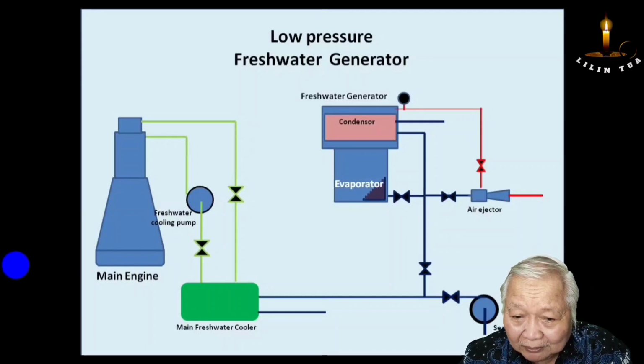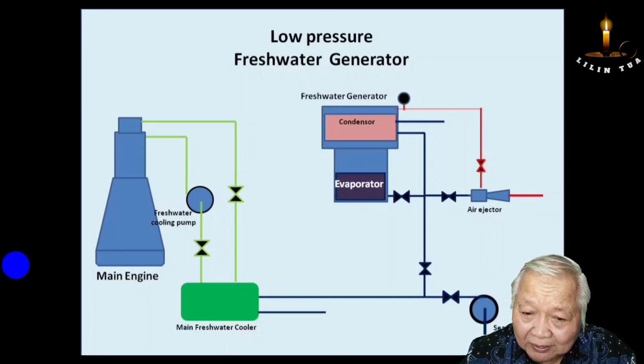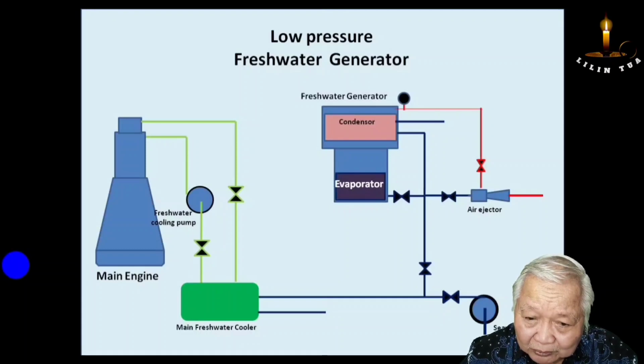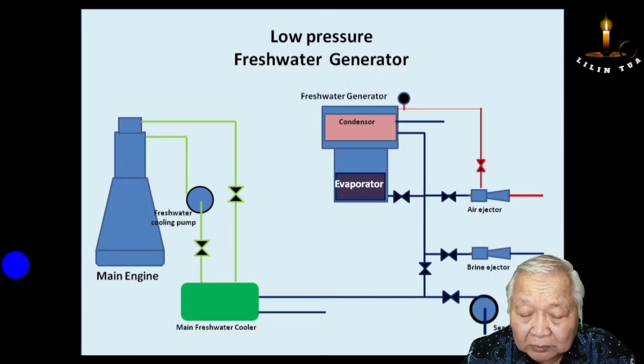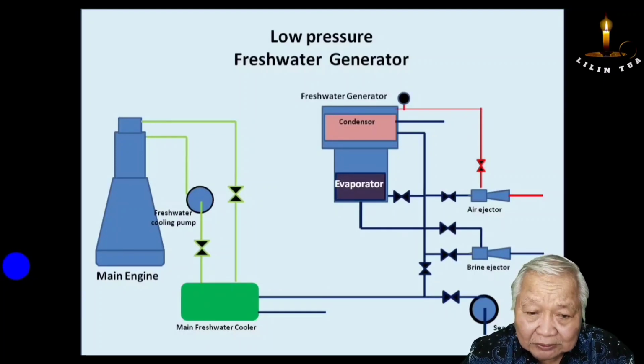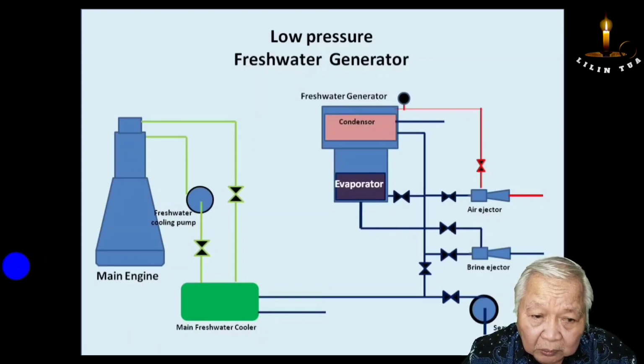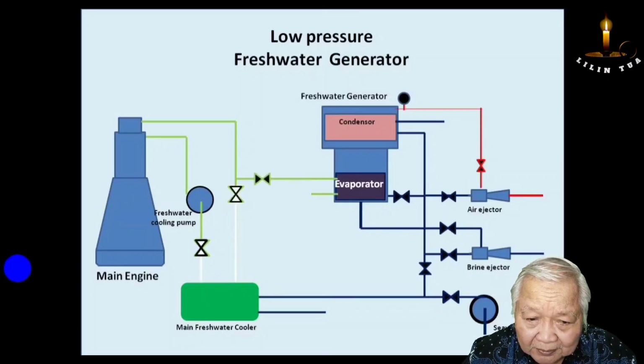We can see the filling process of seawater to the evaporator, and after vacuum by the air ejector, it also makes circulation for the brine system. So the evaporator is ready for the evaporation process using the freshwater cooling from the main engine cylinder jacket.